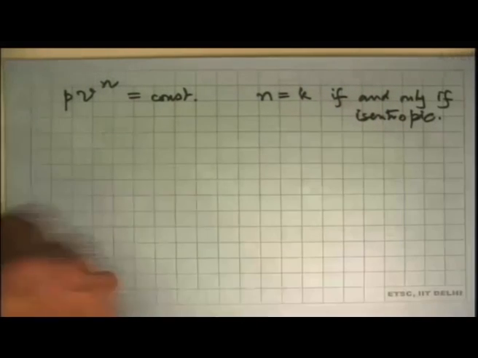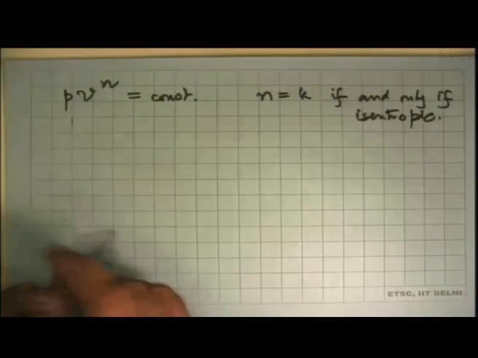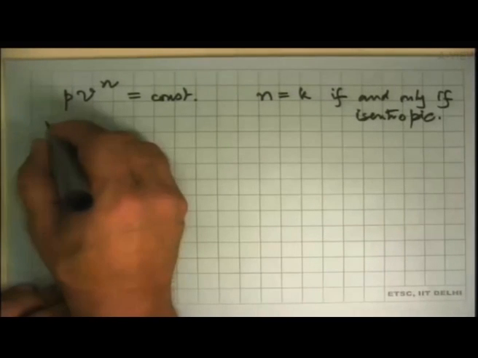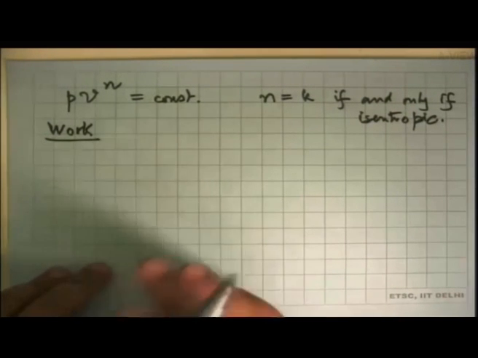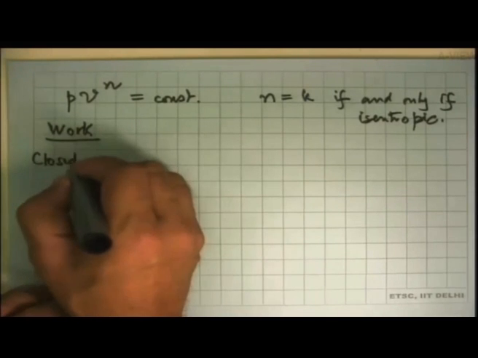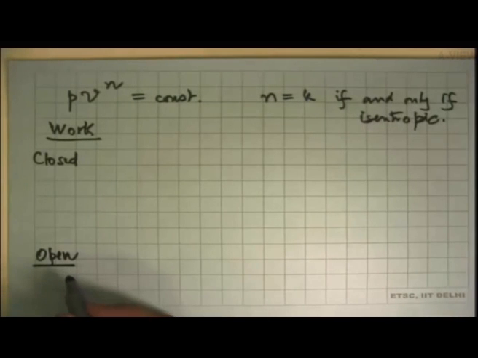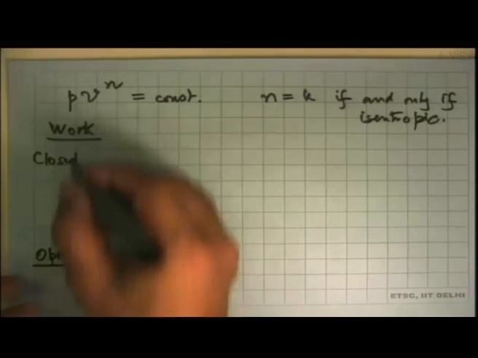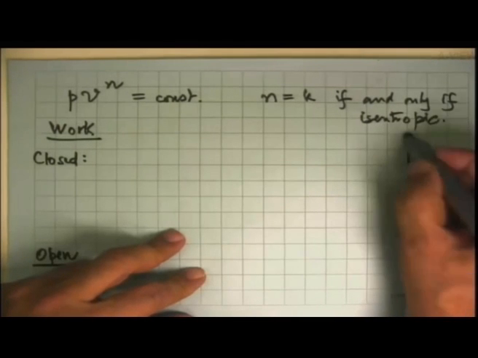The treatment of both follows very similar to one another. So we will look at some more examples of how we use this, especially in computing work. And for work, we will look at two conditions. On one side, we will look at a closed system. And then we look at an open system, which means it's a flow process. So let's see what happens in a closed system.